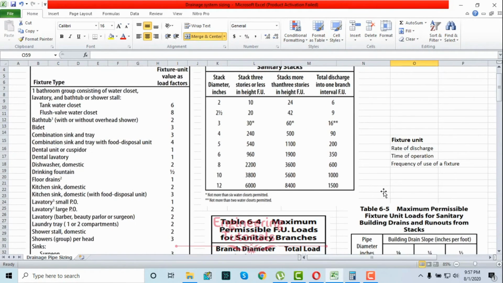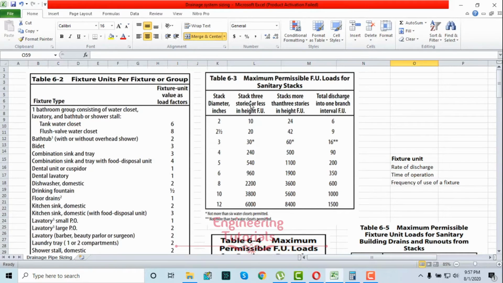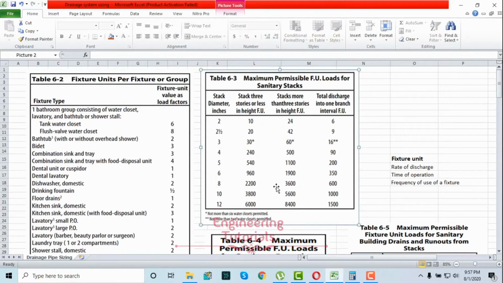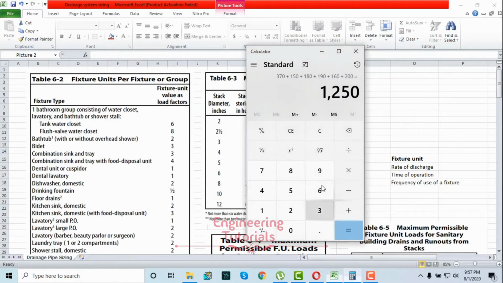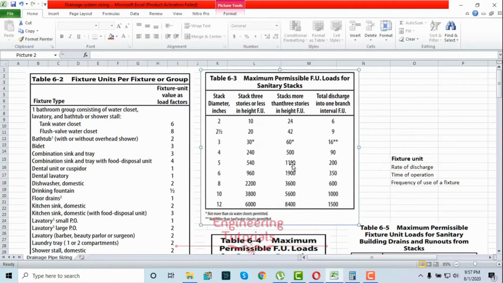As I told you, to calculate the stack pipe size we have to use this table 6-3. Total fixture unit value for a more than 3 story stack. For more than 3 stories, we have to use this column because we have a 9-story building. So we have a total fixture unit value of 1250. 1250 is in between 1100 and 1900. So obviously we'll go for the higher value, 1900. For 1900 you can see that the pipe size is 6-inch.